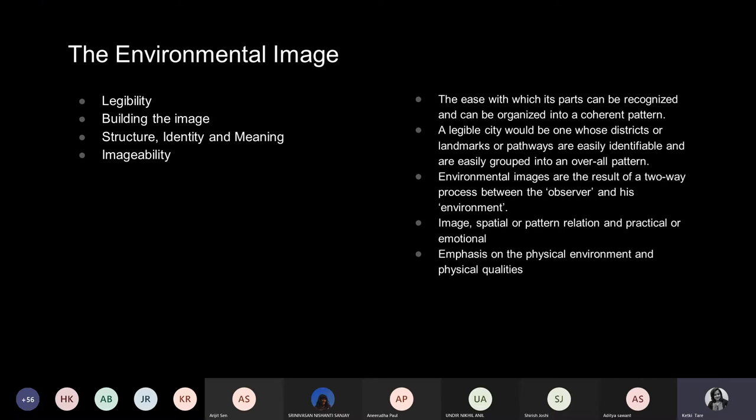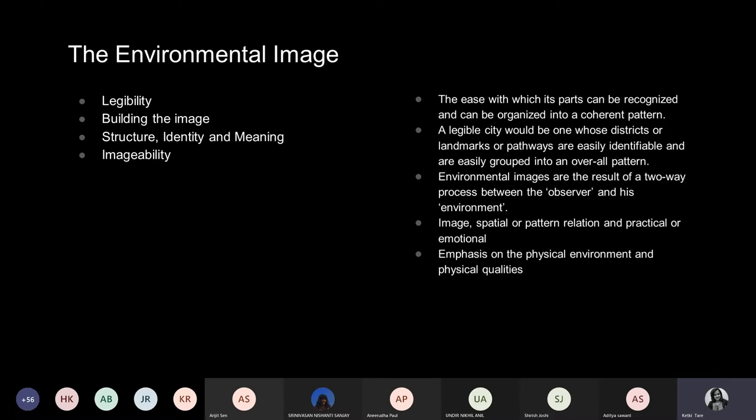And a legible city would be one whose districts or landmarks or even pathways are easily identifiable and could be easily grouped in an identifiable overall pattern. So when we can see a pattern in terms of pathways, and you can identify boundaries, you can identify edges, that is what he's referring to as a legible city.